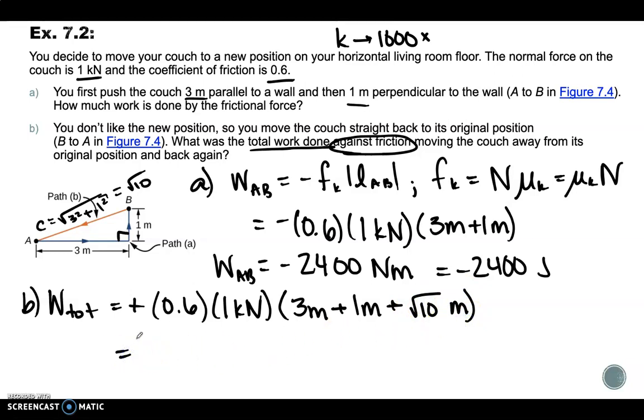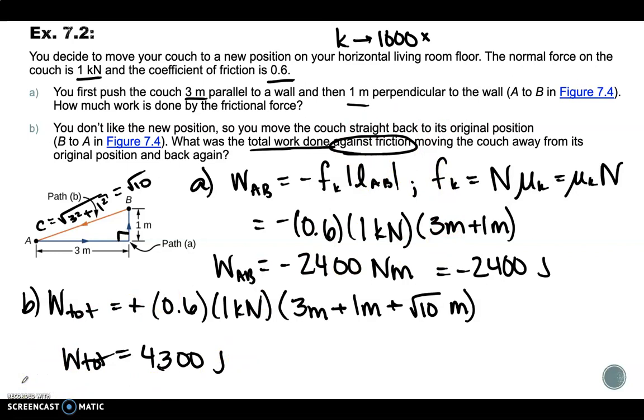So now, putting it into my calculator, 4 plus the square root of 10. Putting this into my calculator, I get 4,300 joules. So again, it could be Newton meters, but I'm going to just go ahead and say it's joules. And so that is going to be your total work done here against the friction.